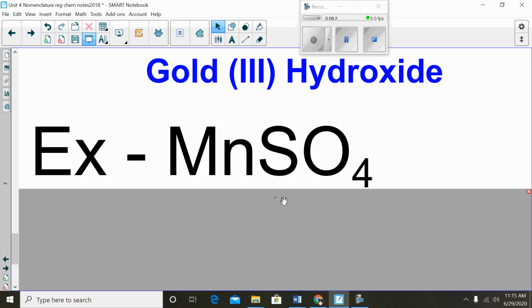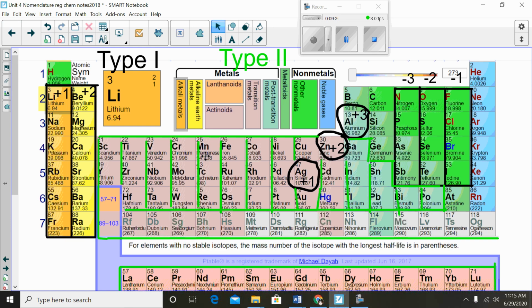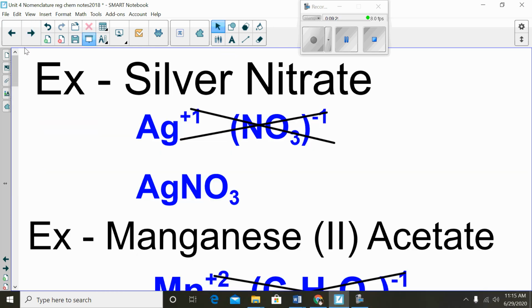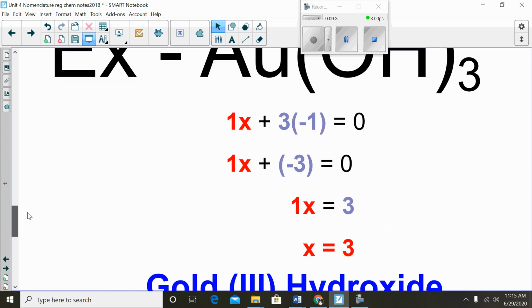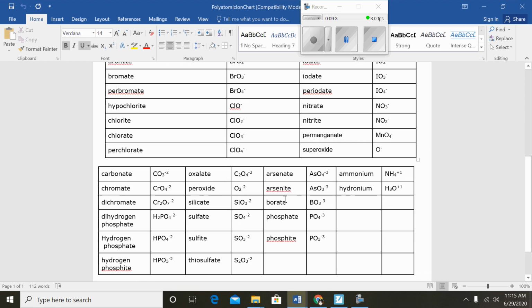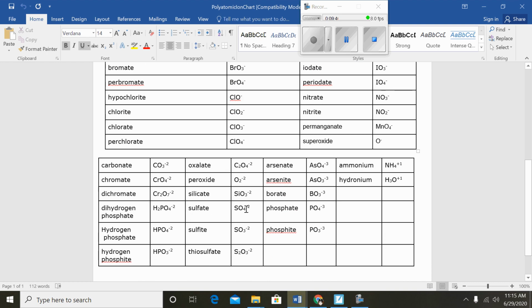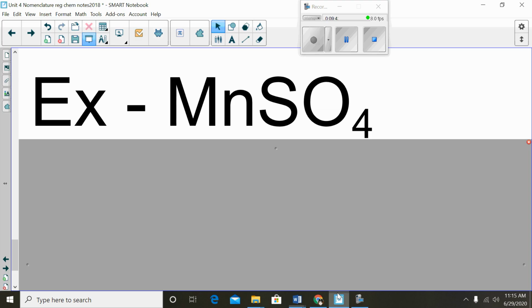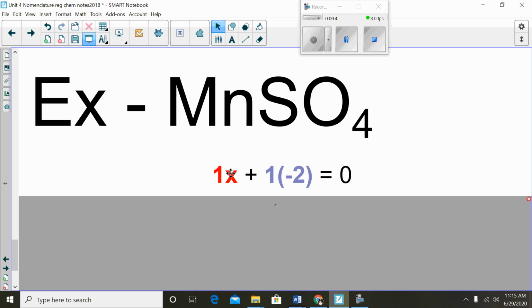All right, next I have MnSO4. So Mn is actually manganese, and manganese is type 2, so again I will have to determine the Roman numeral. Now SO4 is a polyatomic. Right here it's called sulfate, and it's SO4 and it has a -2 charge. So let's solve for the Roman numeral. So Mn is my unknown, that's the X, and I have 1 in my formula. SO4, there's no parentheses here, right? So that means I have 1 of them, and the charge of SO4 is -2.